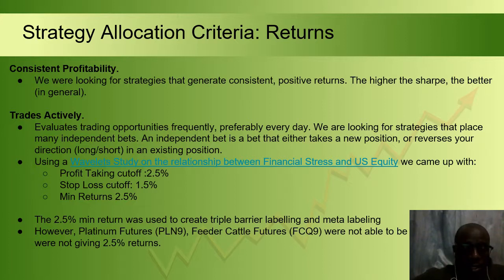The 2.5% was used to create a triple barrier labeling and meta labeling. However, platinum futures and feeder cattle futures were not able to be processed as they were not giving us the 2.5% that we were looking for.